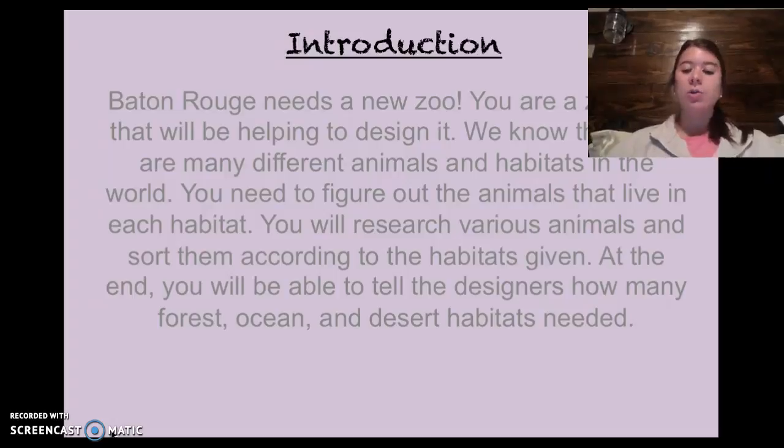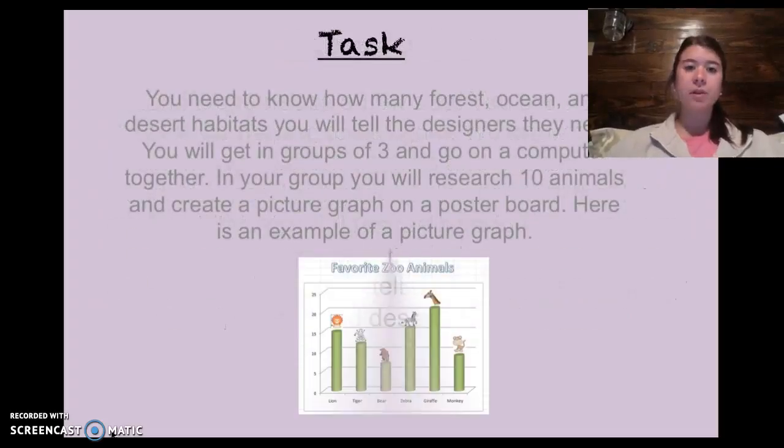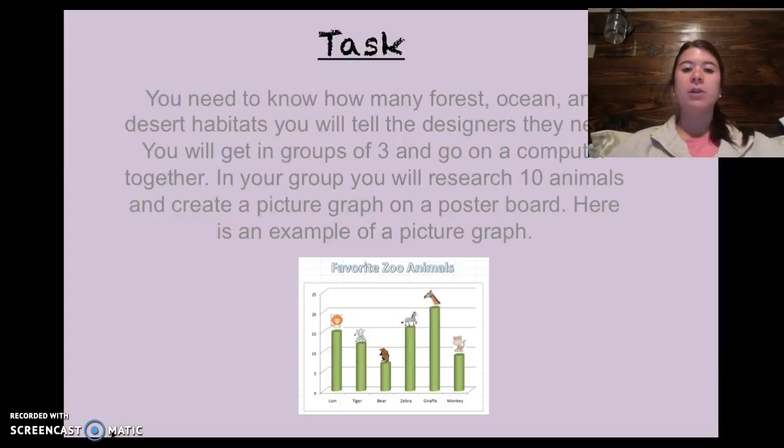So they're going to use a website to look up the animals. I give them a specific website to go to. They're going to make a picture graph. It says you need to know how many forest, ocean, and desert habitats you will need to tell the designers. They will get in groups of 3 and each go to a computer together. In their group, they're going to research 10 animals and then create a picture graph on a poster board. If they didn't know what a picture graph was, here is an example of it.